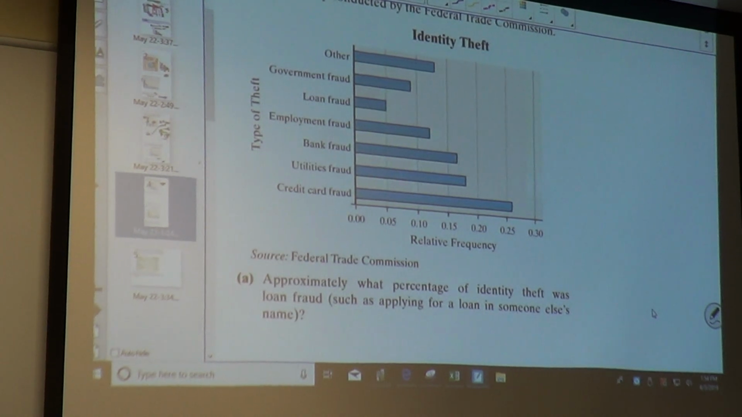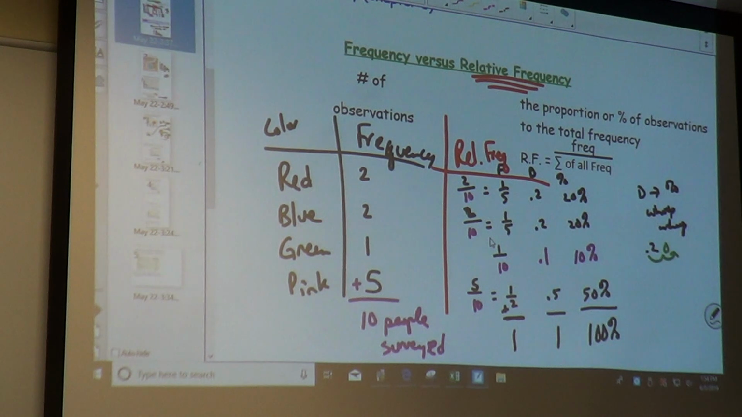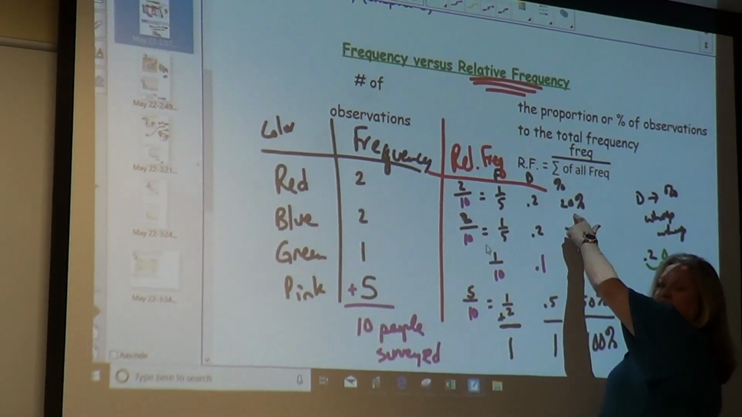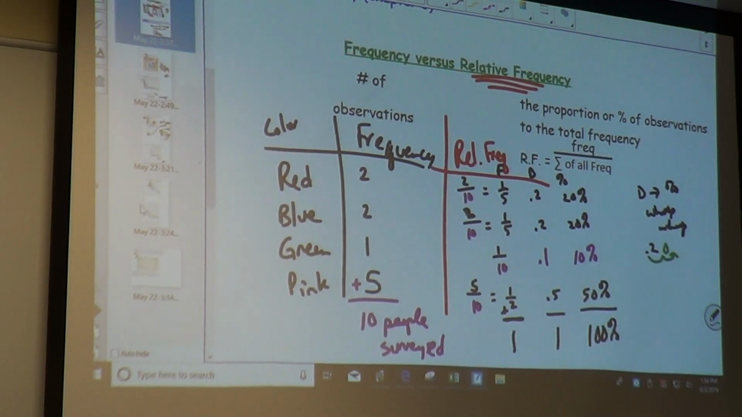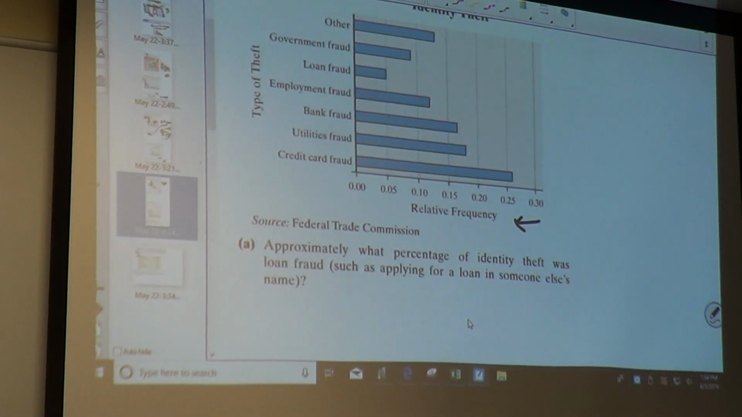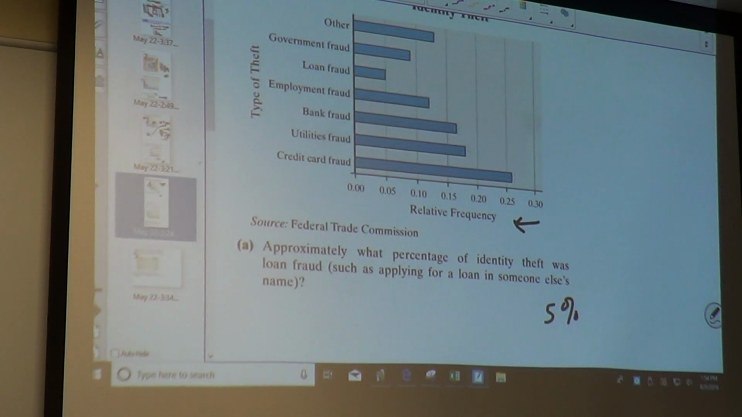Travis, you agree? Relative frequency, remember, if I scroll back, relative frequency can be written as a fraction, a decimal, or a percentage. They gave you on the chart relative frequency as a decimal. So our relative frequency is going to be 5% because we turn this decimal into a percent by getting our whoop whoop on. Very good.